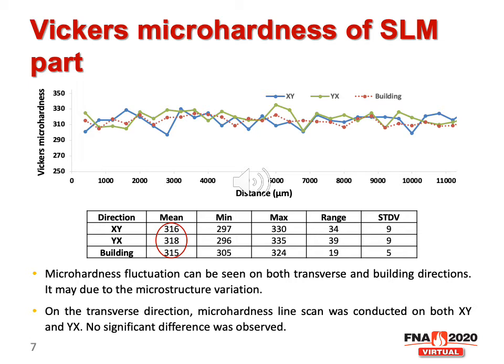We can see some micro-hardness fluctuation in these directions. It may be due to the microstructure variation, so we can talk about that more later.